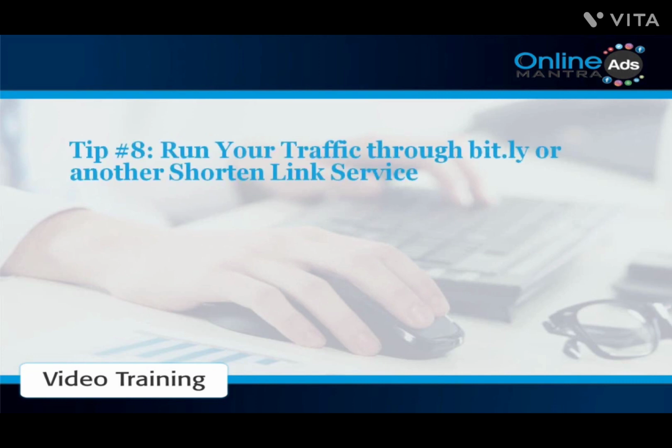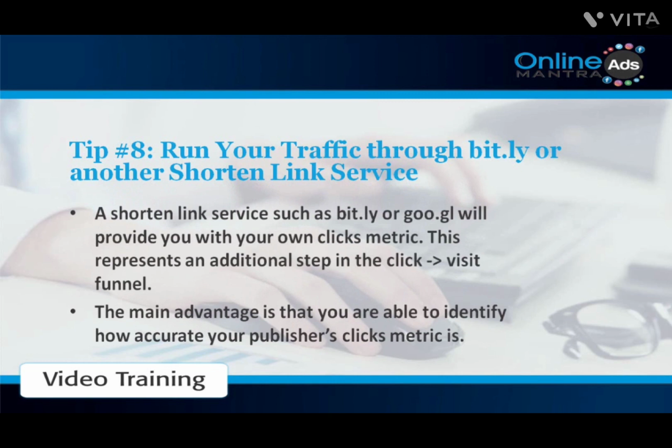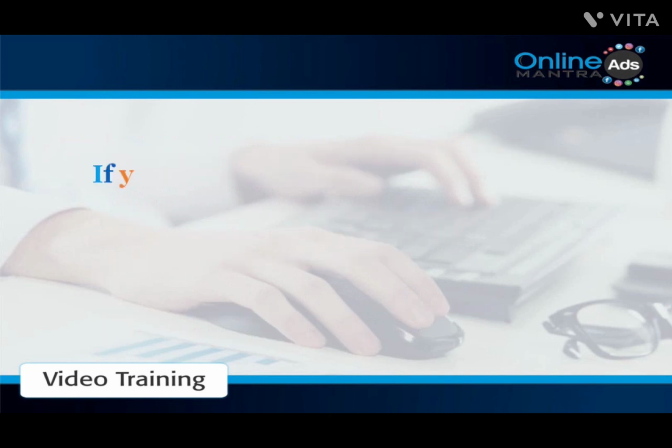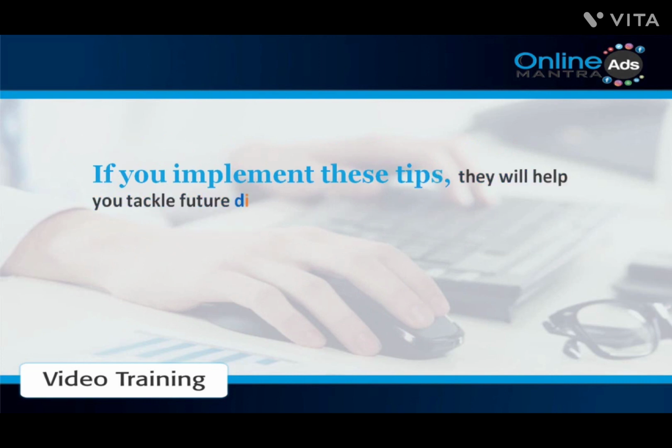Tip 8. Run your traffic through Bitly or another shortened link service. A shortened link service such as Bitly or Google will provide you with your own clicks metric. This represents an additional step in the click-visit funnel. The main advantage is that you are able to identify how accurate your publisher's clicks metric is. If you implement these tips, they will help you tackle future discrepancies you see with your campaigns.